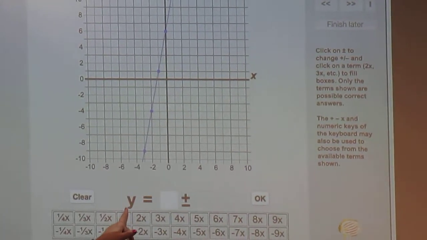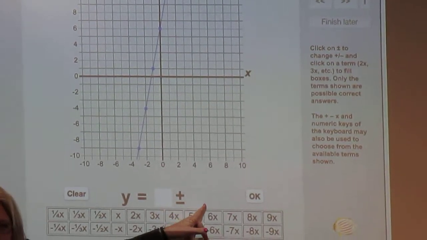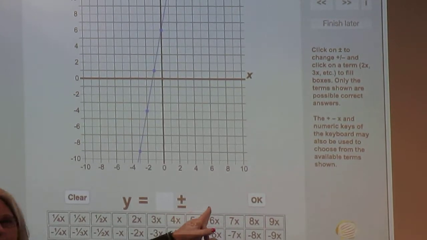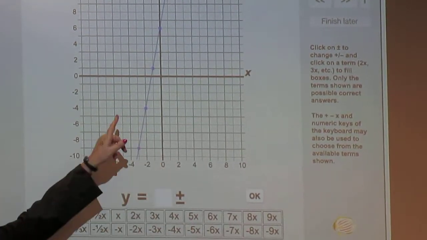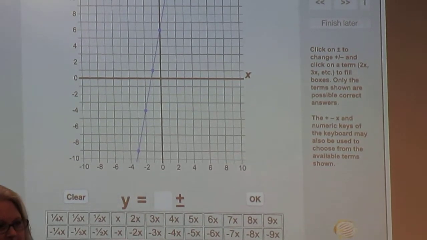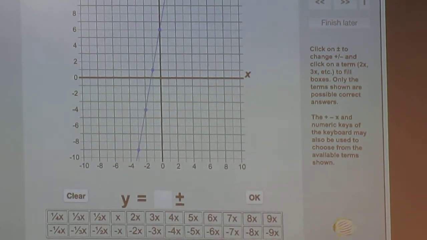This goes along with the formula y equals mx plus b. So the first thing we have to do is I usually try to pick the y-intercept first. So looking at this graph, raise your hand when you can tell me what the y-intercept would be. I should see lots of hands. What's the y-intercept? Maddie Hall? 6. How many people agree with her?